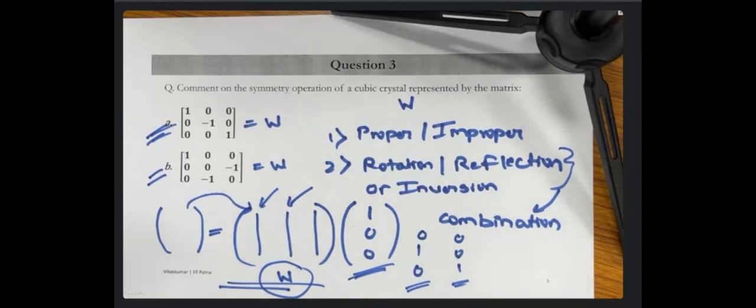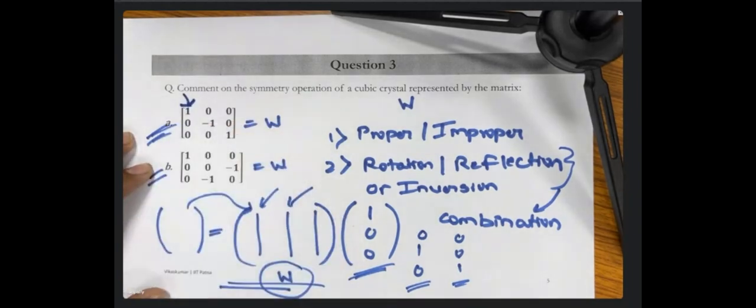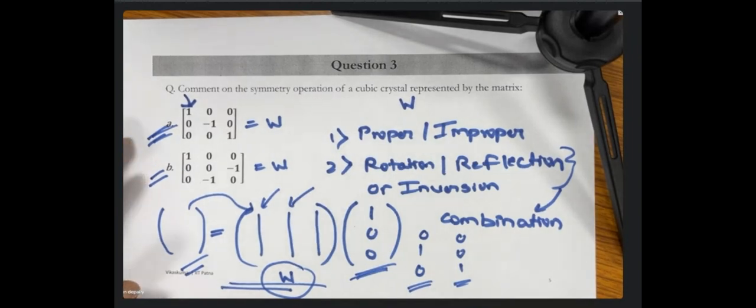Okay, so here also we can say that the first column is how 100 is transformed to our new system, which is after the rotation or the particular symmetry operation has taken place. Okay, so now let's go to this particular question number 1 of it.